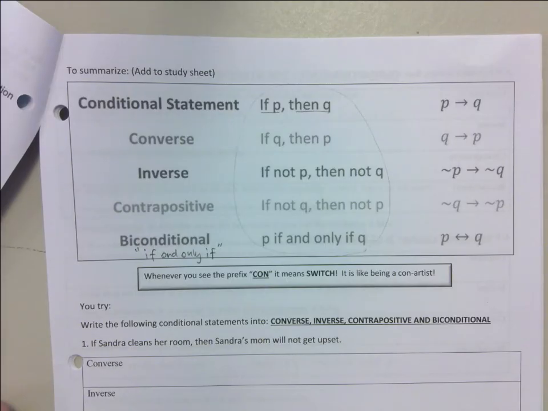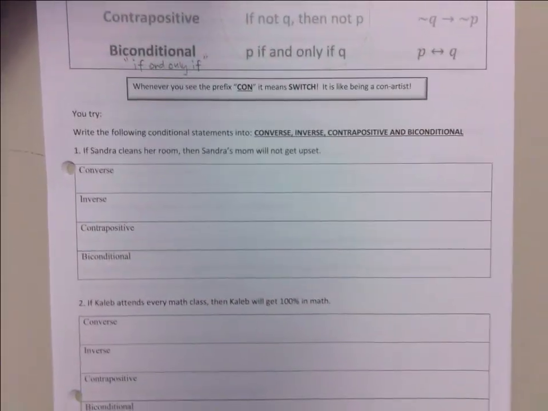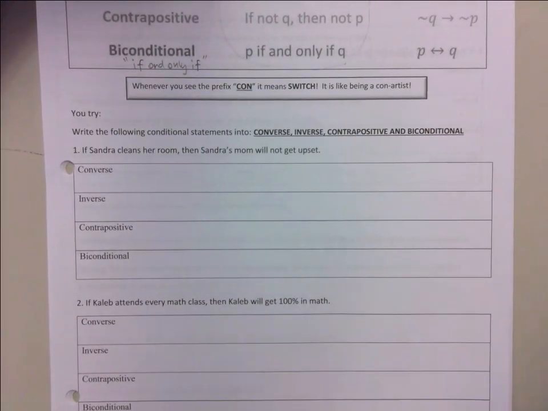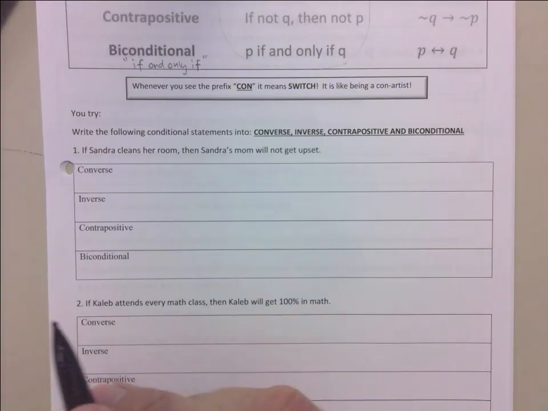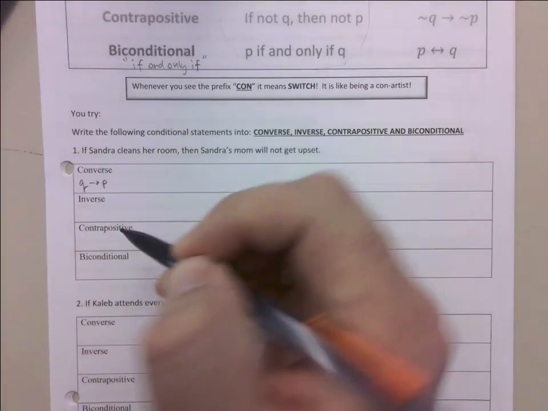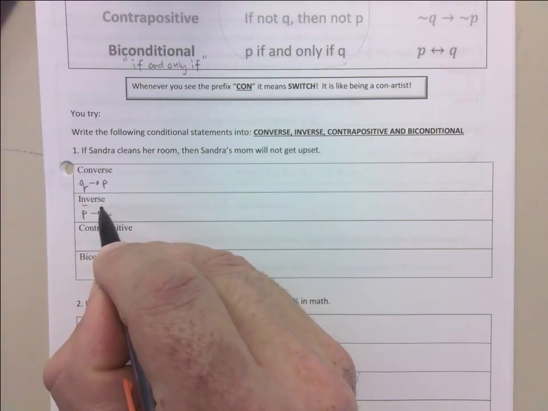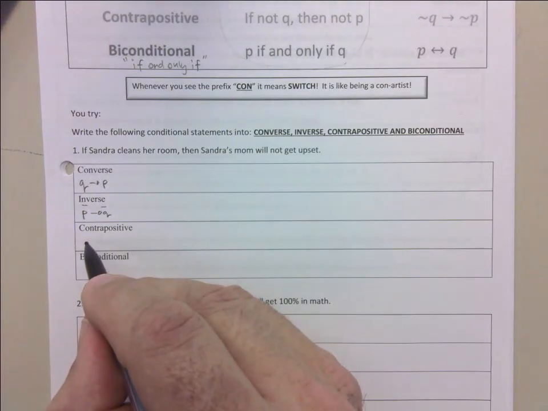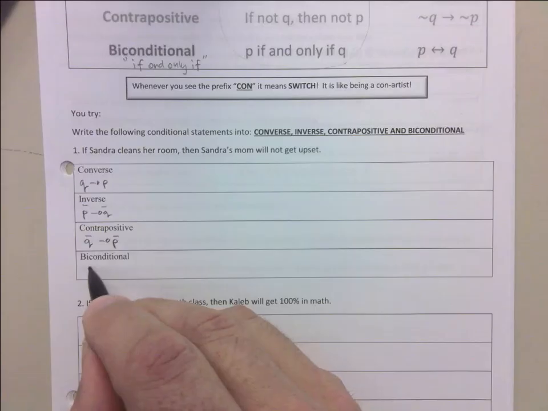Fun stuff, eh? Let's practice one more time. And then the rest I'll let you try. Write the following statements in these different forms. Let's remind ourselves real quick. Converse is Q, then P. Inverse is when you negate like the original. Contrapositive, not Q, not P. Biconditional is if and only if.